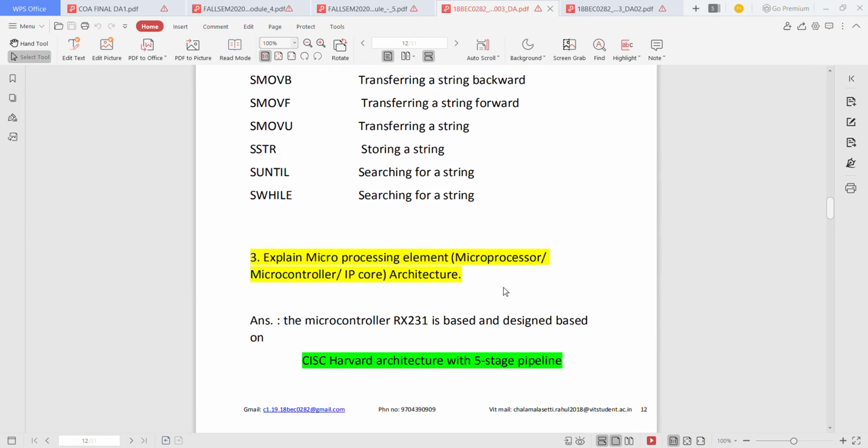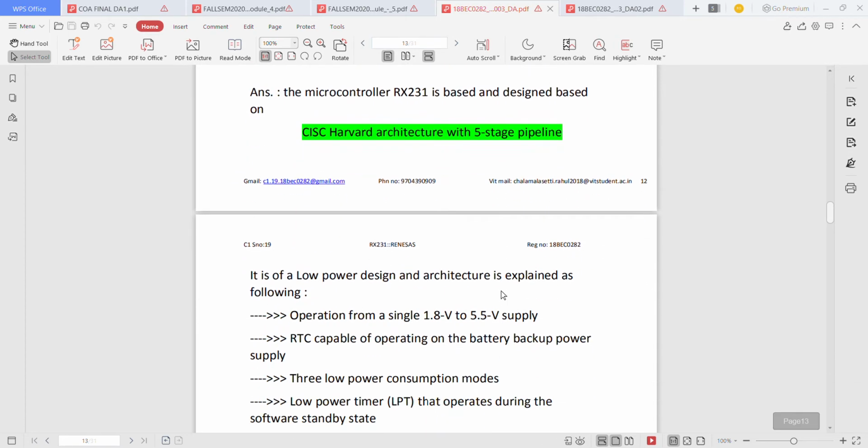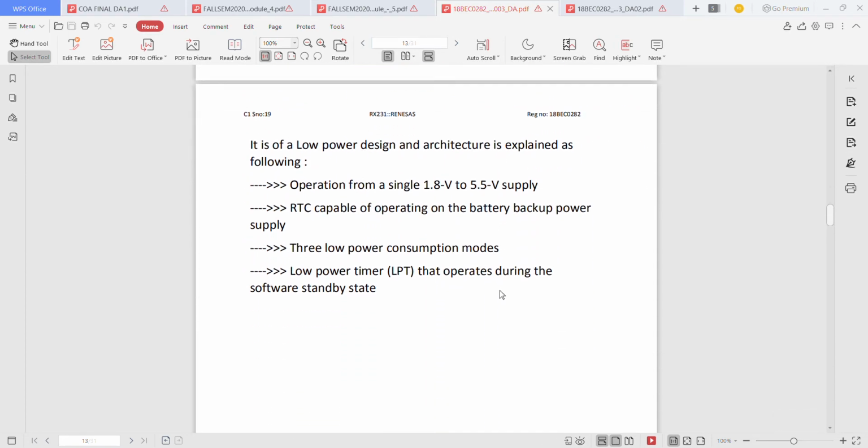And here I am explaining the microprocessing element. The microcontroller RX231 is designed based on CISC hardware architecture with a 5-stage pipeline. It is a low power design, and the architecture is explained as follows. It is capable of operating on battery backup power supply, with 3 low power consumption modes, etc.